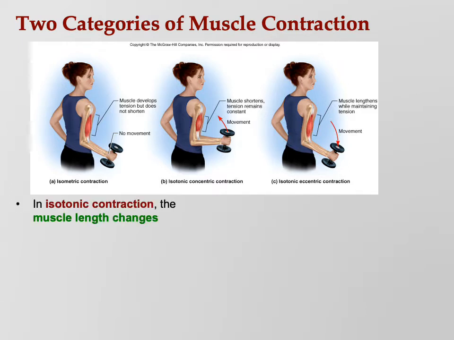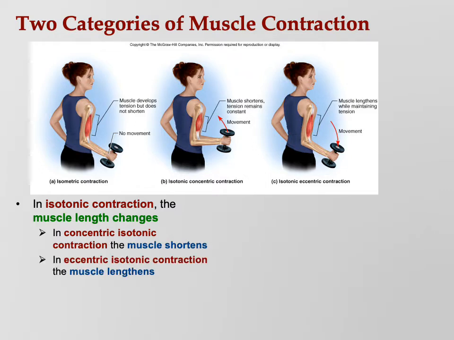So in isotonic contraction, the muscle length changes. This is sort of typical muscle contraction. If you're doing curls at the gym, your biceps brachii starts off long, and as you curl that weight, your biceps brachii becomes shorter. If the muscle length changes in any way, that's called an isotonic contraction. When the muscle gets shorter, that's called concentric. That would be most typical.